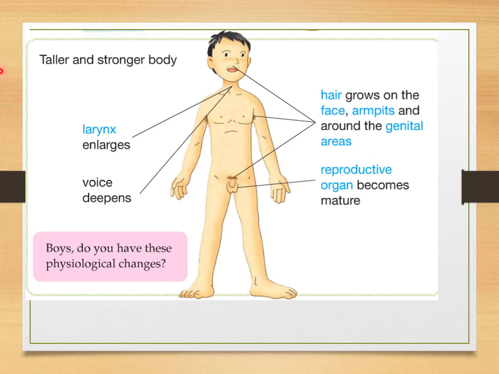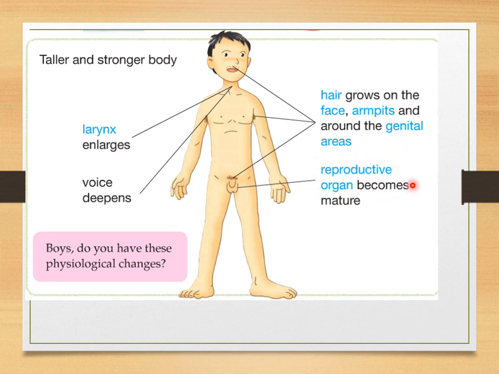Let's have a look at boys' bodies first. What changes will take place in their bodies during puberty? Of course, they will grow taller and stronger. Their shoulders might be broader and more muscular, their larynx enlarges, and their voice becomes deeper. And hair grows on the face, armpits, and around the genital areas.